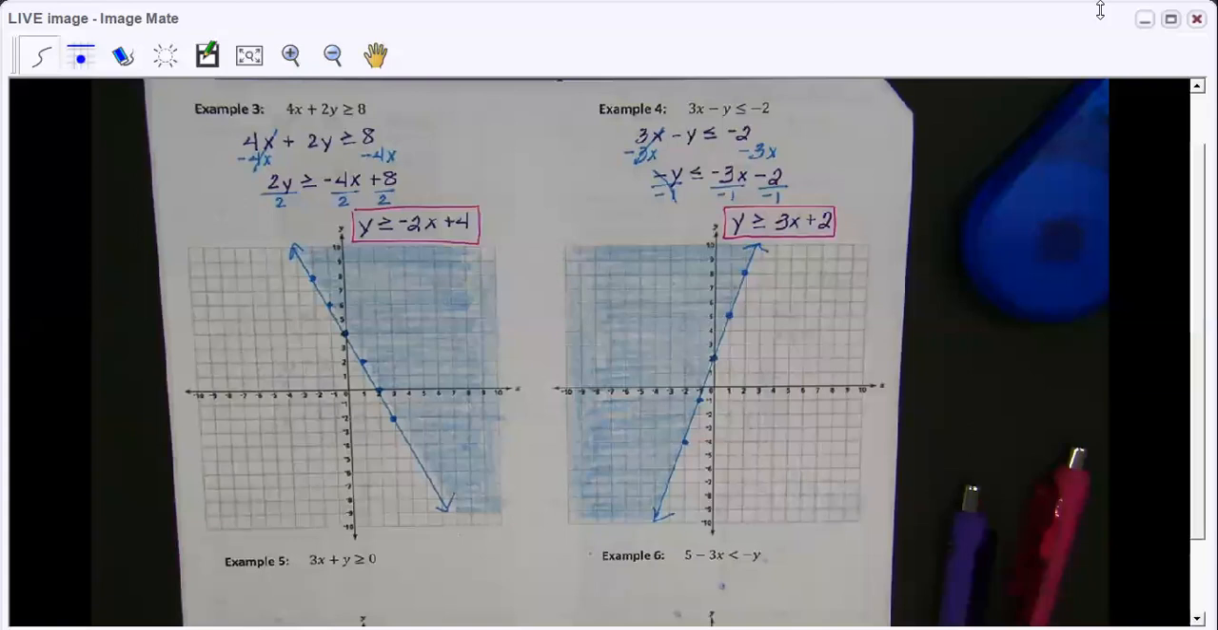You go ahead and check your answers for 3 and 4. Make sure that your lines and shading, you would have solid lines on both of them because there is an equal sign. Both of them are greater than. Notice both are greater than, but shaded on the opposite side of the graph, but still above the line. Are there any questions on those 2?